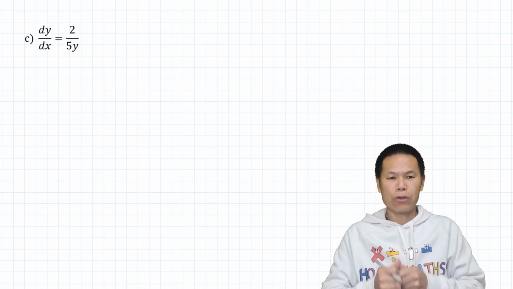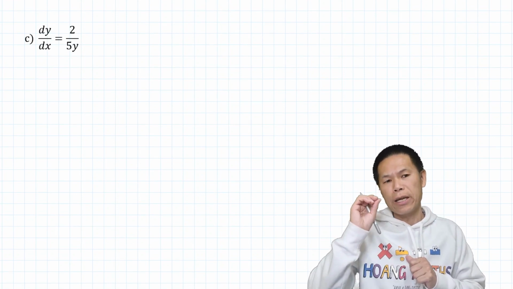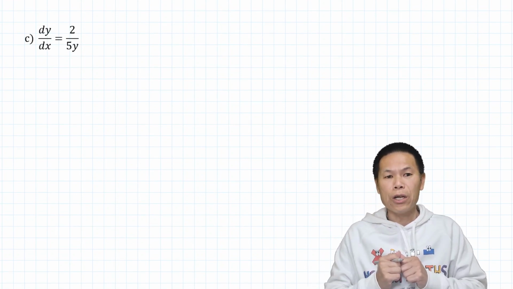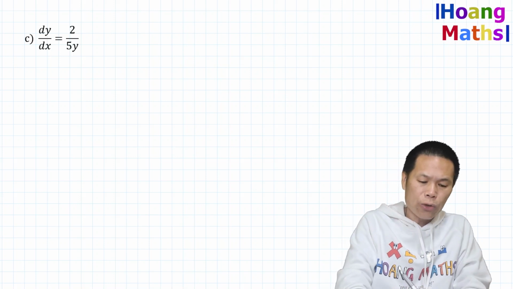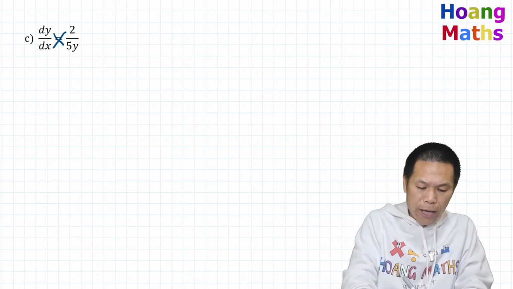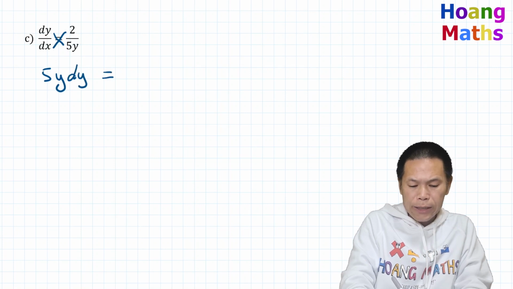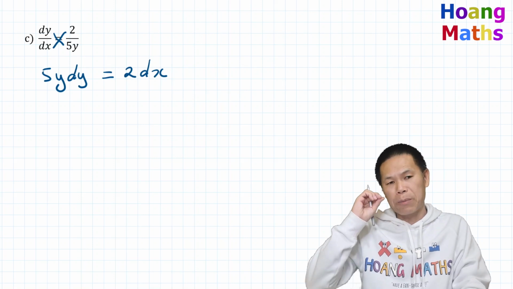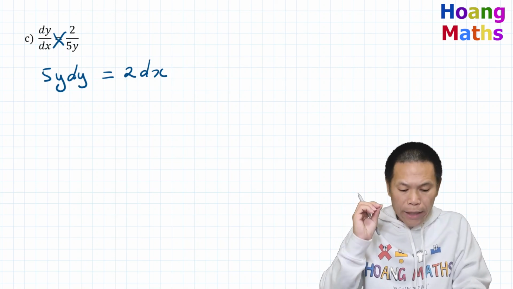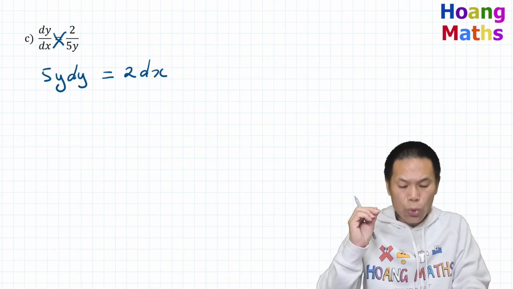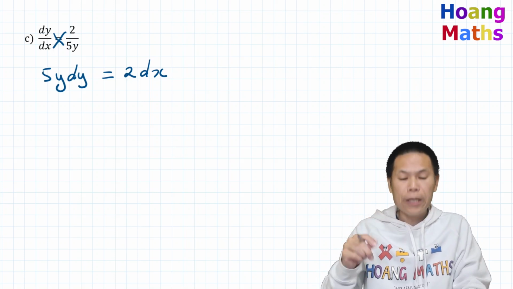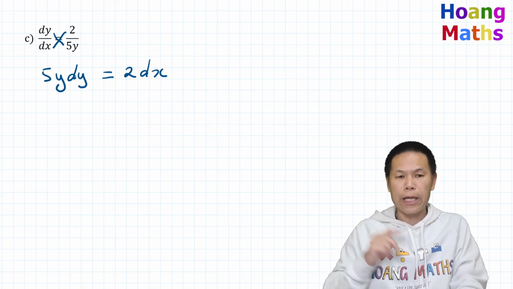Part C. So of course we need to separate dy with y first. So to do this, I can just quickly do cross multiply. So that is 5y dy is 2 dx. Or you can just times by y, so it becomes y dy equal 2 over 5 dx. Okay, still works. Okay, keep that in mind.